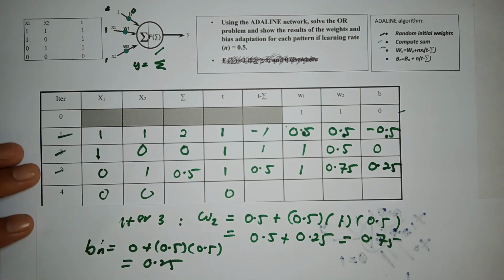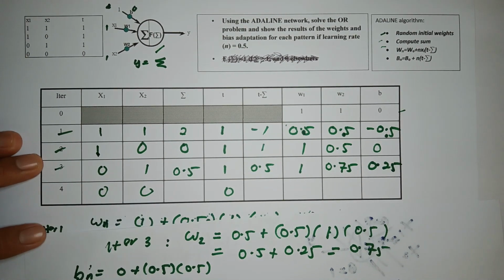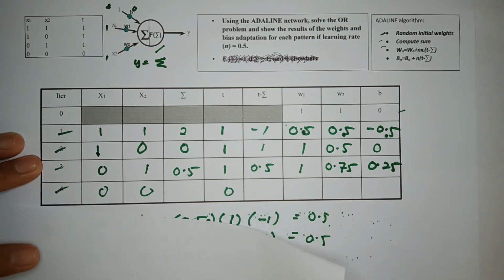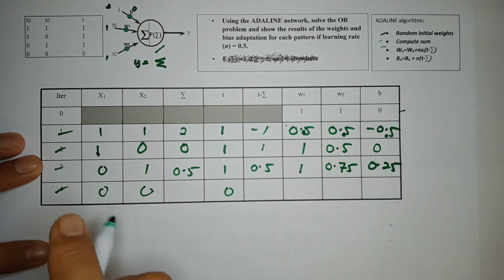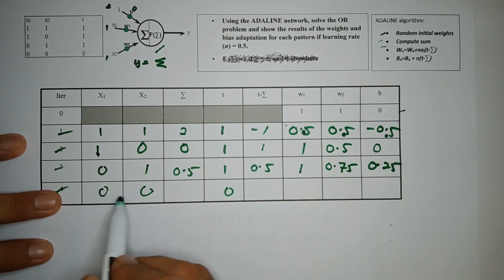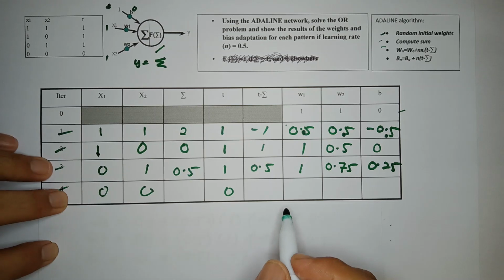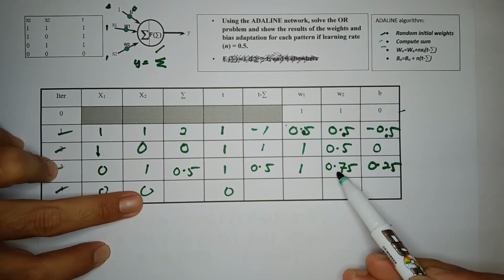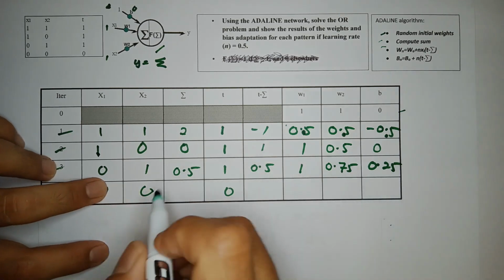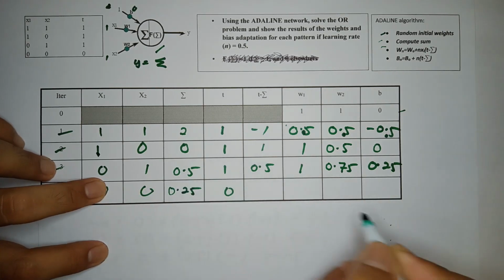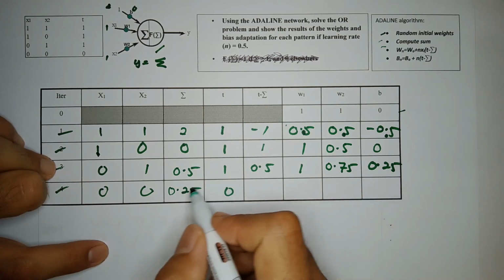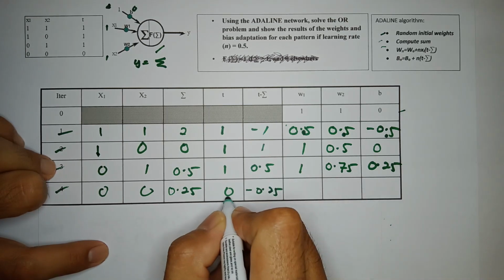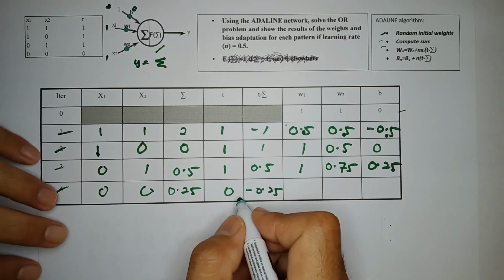Okay, so now we move on to the final part, which is the fourth iteration. In this particular case, we have the values 0, 0, and first we need to calculate the summation value. So 0 plus 0 plus 0.25, the value here will be 0.25. That means T minus summation will be equal to negative 0.25, because the target is equal to 0 for this particular case.